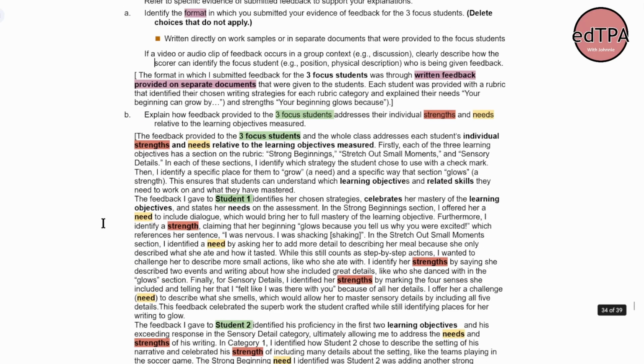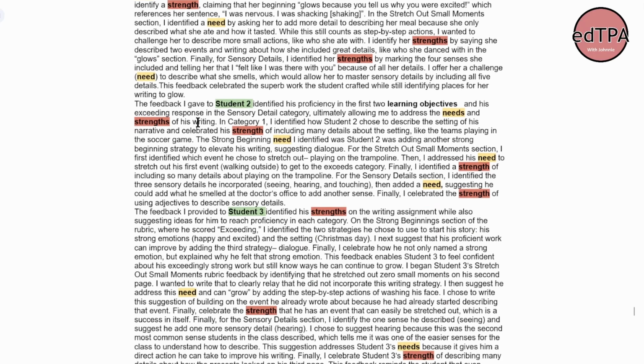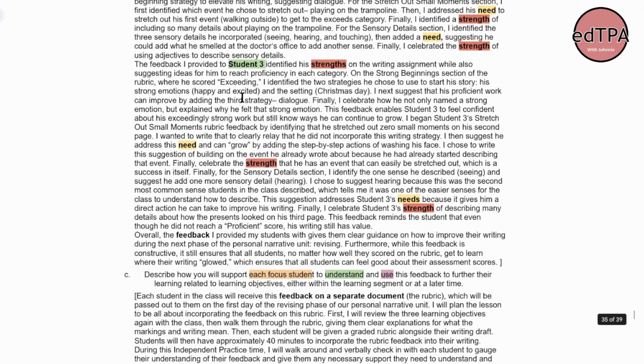For 2B, this is explain how feedback provided to the three focus students addressed their strengths and needs. Okay, so a general description of the three focus students and strengths and needs. And you can see down here, focus student 1, strengths and needs. Focus student 2, strengths and needs. Focus student 3, strengths and needs.